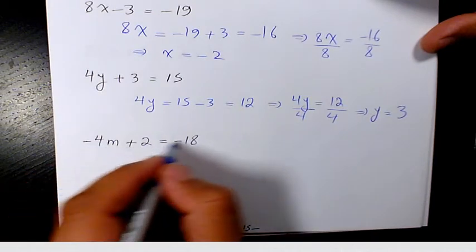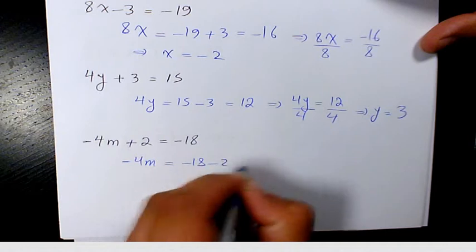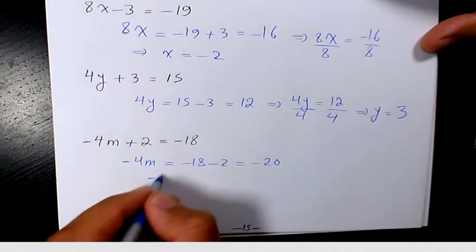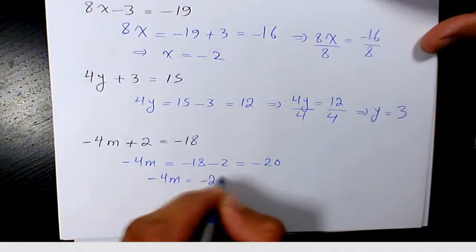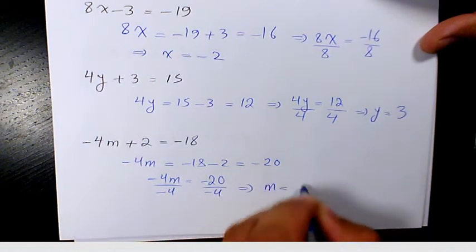Negative 4m plus 2 equals negative 18. So negative 4m equals negative 18 minus 2, which is negative 20. Negative 4m equals negative 20, divided by negative 4. So m is 5.